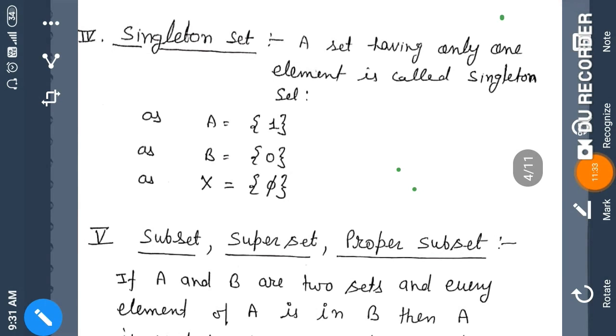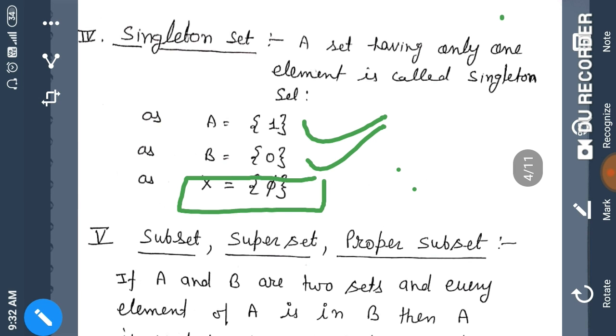Okay, now definition number 4, singleton set. Singleton, single means one. The set having only one element is called a singleton set. There are many examples. A is equal to {1}, A is equal to {0}. This is x is equal to {5}. In x there is a single element 5. This is also an example of a singleton set.